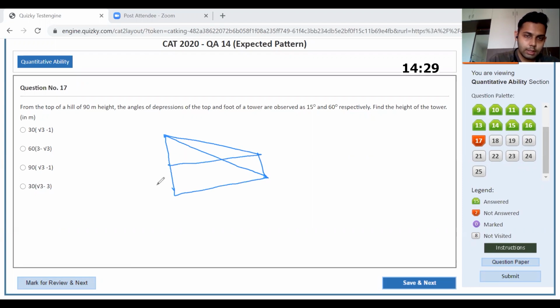So let's say this is H, this is X, and H plus X is 90. This is L, this is L, this is 15, and this is 60. So tan of 15, which is 2 minus root 3, will be equal to side by base. Similarly, tan 60, which is root 3, will be equal to side, that is 90, by base.